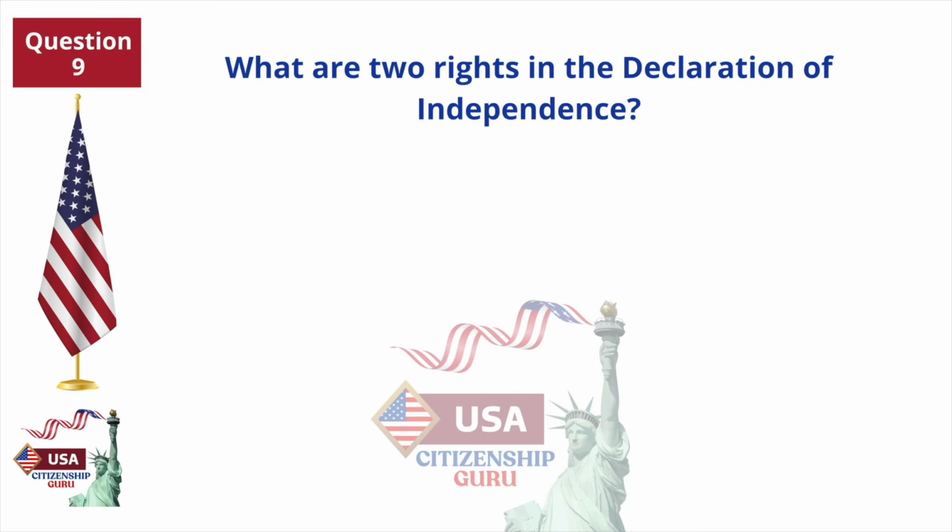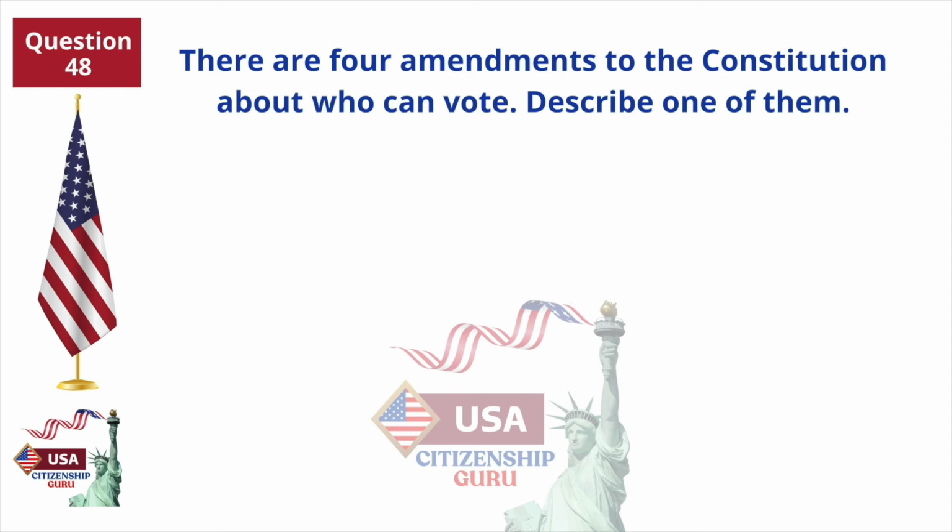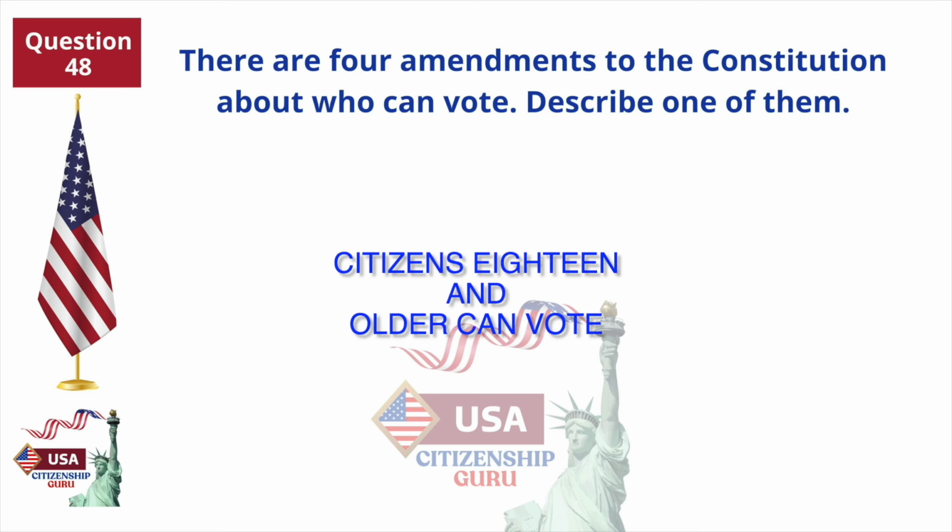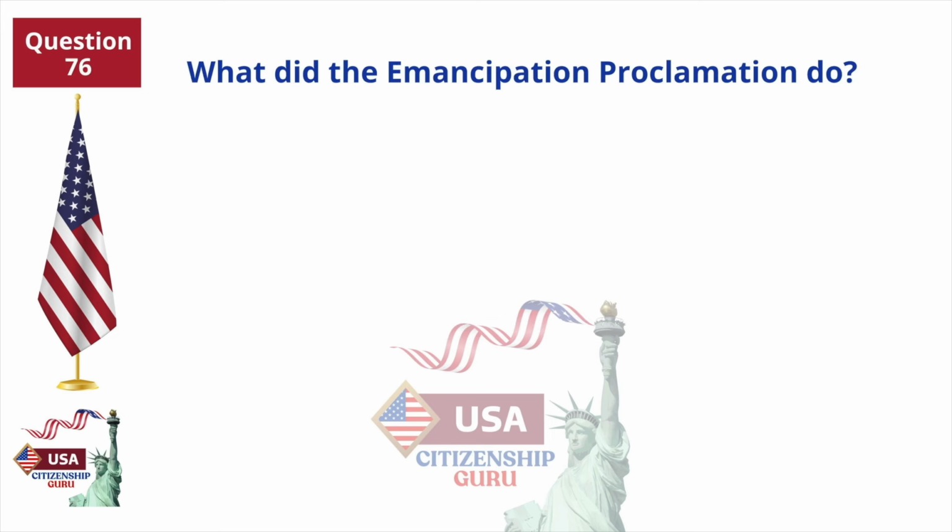What are two rights in the Declaration of Independence? Life, liberty. There are four amendments to the Constitution about who can vote. Describe one of them. Citizens 18 and older can vote. What did the Emancipation Proclamation do? Freed the slaves.